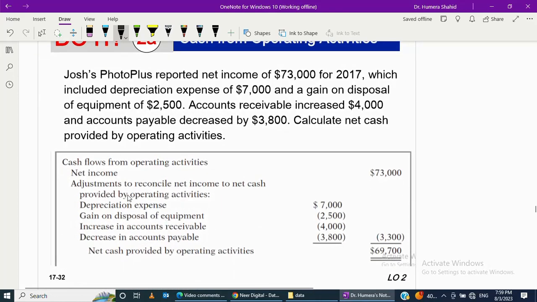So let's prepare it. Cash flow from operating activities, net income. Adjustment to reconcile the net income to cash provided by the operating activities. Firstly, depreciation. Then we have a gain. So gain is subtracted, right? So gain on disposal of equipment, minus. Increase in accounts receivable, minus. Decrease in accounts payable, minus. This was the rule, right? You net them, so you have 3,300 minus, but 73,000 minus 3,300, you have 69,700 cash flow from operating activities.